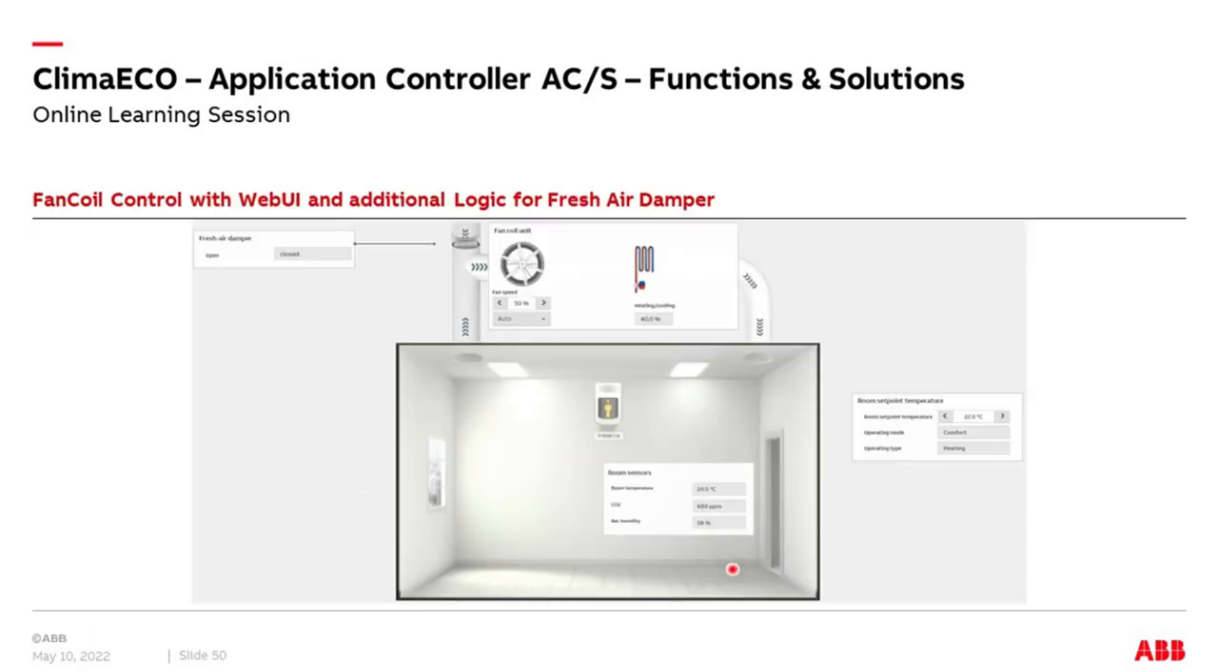Have a look, finally, at this room ASM in the WebUI, and you see if I add this as a functionality also in the room ASM, I get an additional representation of the function here in the room ASM with an additional information about the position of the fresh air damper, whether it's open or closed. So you do not see only the room temperature, the control value, the operating mode, is it heating or cooling, and so on, and the CO2 value as well. Now you see also the position here of this fresh air damper.